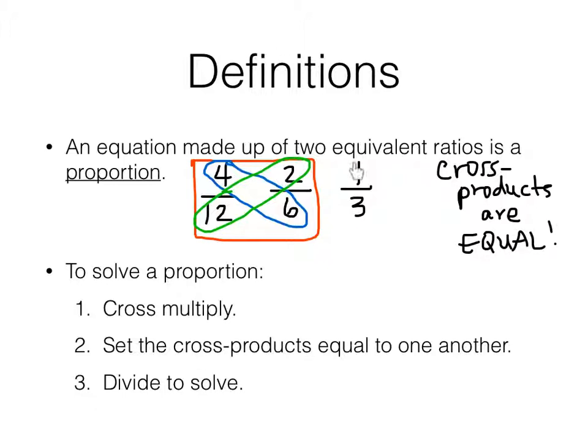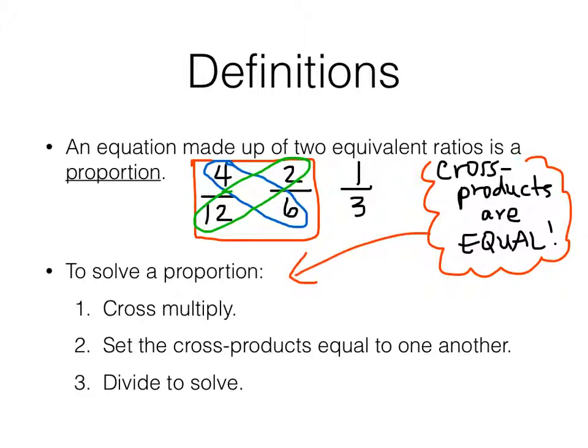Look at the other proportion that's formed here. 2 times 3 is 6. 1 times 6 is 6. So 12 times 2, 24. 4 times 6, 24. We use this fact right here. We use the fact that these cross products are equal. We use this fact to solve proportions. That's how we actually solve them.